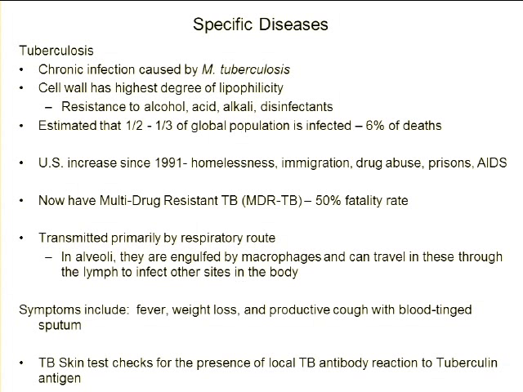So TB itself is going to be transmitted primarily by the respiratory route. These, as I cough, I say that. These bugs, as I'll show you, will be engulfed in the alveoli by macrophages, and those macrophages then can carry the bug to other parts of the body. Okay, so it's actually the macrophages that disseminate TB from pulmonary to extrapulmonary sites, and I'll show you that in a minute. The symptoms are going to include fever, weight loss.